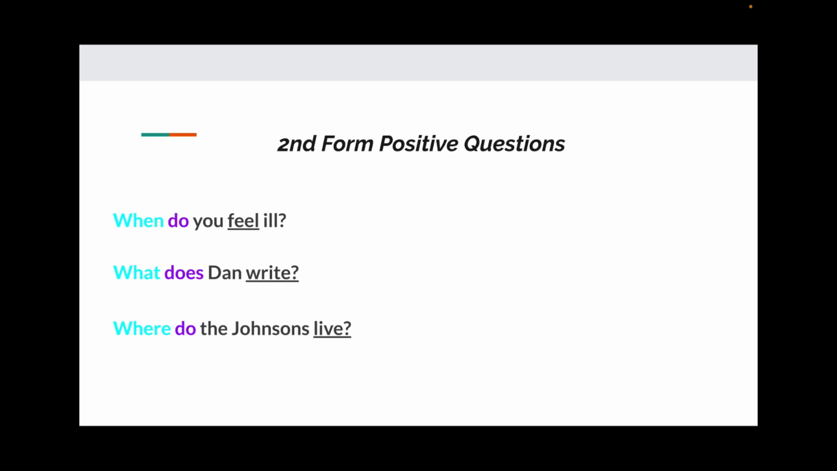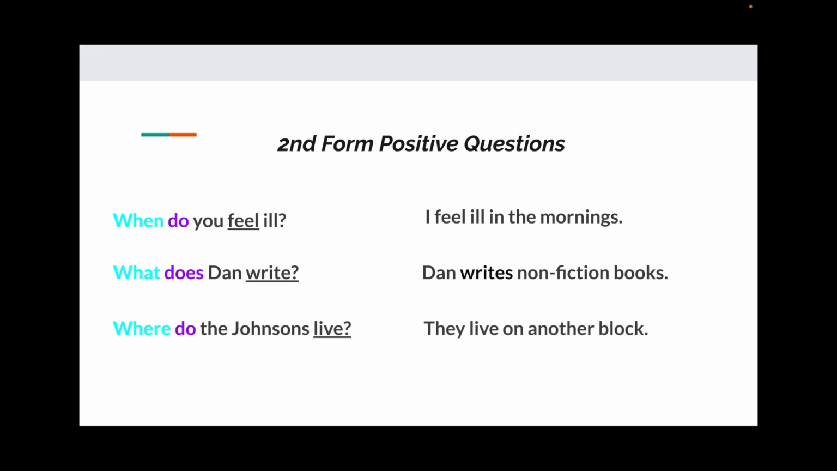And so here are some other good examples, such as when do you feel ill, which doesn't give us a specific option or time frame to choose from. So I can say, I feel ill in the mornings. For the second question, what does Dan write? I can say, Dan writes nonfiction books. For the third question, where do the Johnsons live? They live on another block.